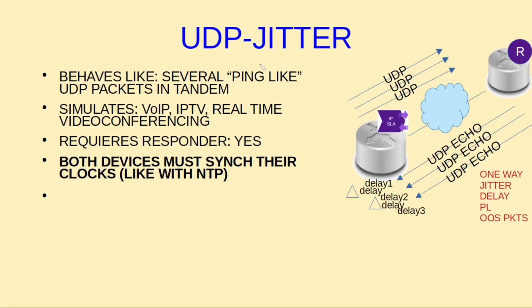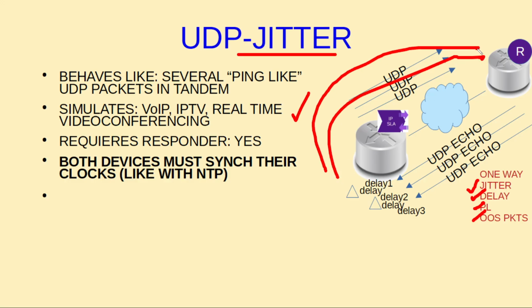The next operation is UDP jitter. In this case, this operation is actually simulating real-time applications such as voice over IP, real-time video conferencing, IPTV, and so on. We are going to be calculating one-way jitter, delay, packet loss, out of sequence packets. In order for this to work, we are going to send several probes in tandem. We need to send several probes at each iteration because we need to calculate several delays. We need several delays because we need to calculate the difference in delay in order to calculate the jitter.